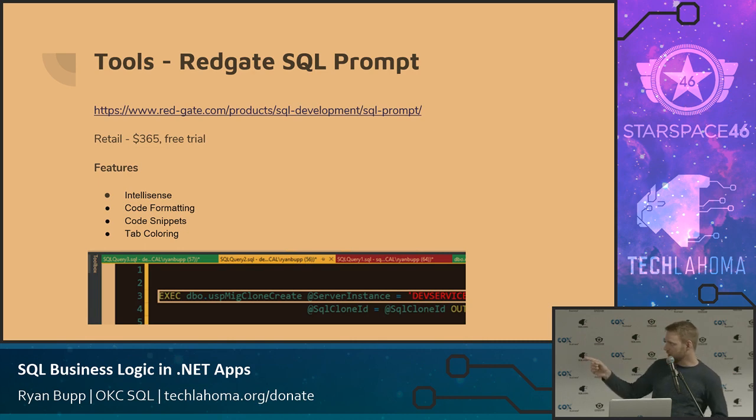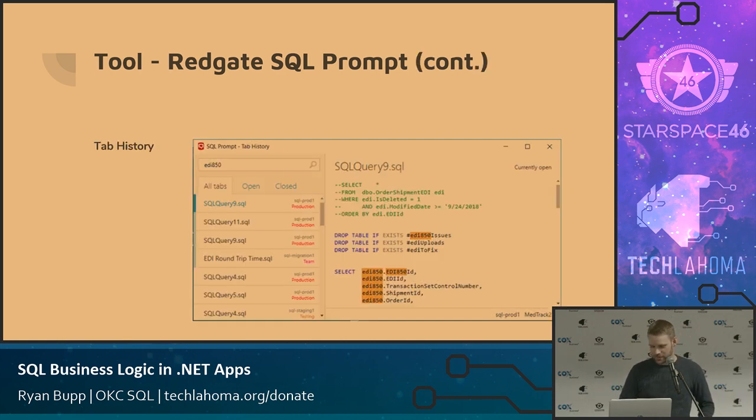And tab coloring, you notice one of those is production tab, one of those is development. If you've ever run the wrong command in the wrong environment, which I know none of us have, it makes it very, very easy to tell where you're at any given time. And if not, then you'll learn how to restore from your audit and stuff like that, which is also a good thing. Tab history, also included with Redgate SQL Prompt.